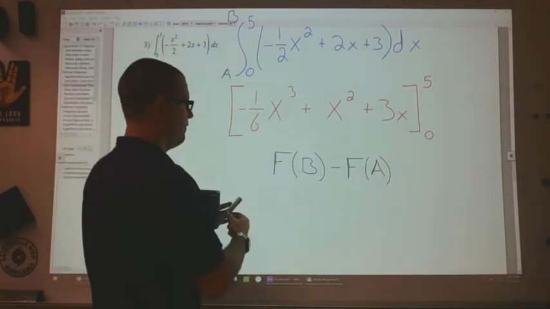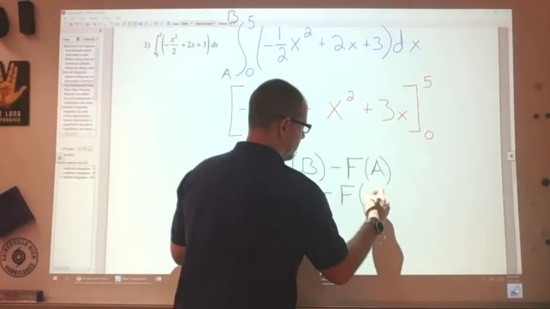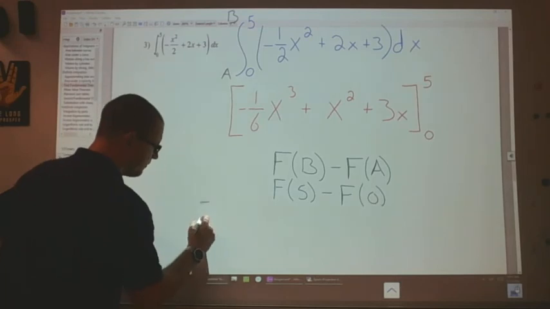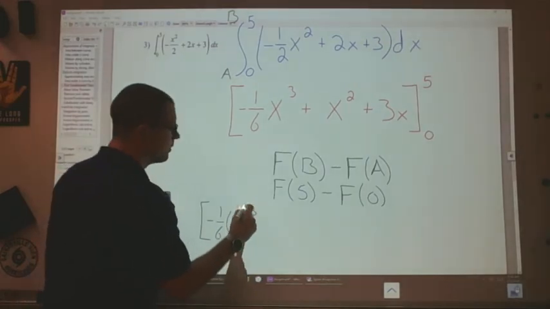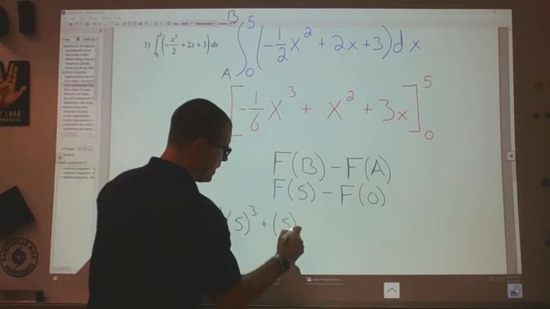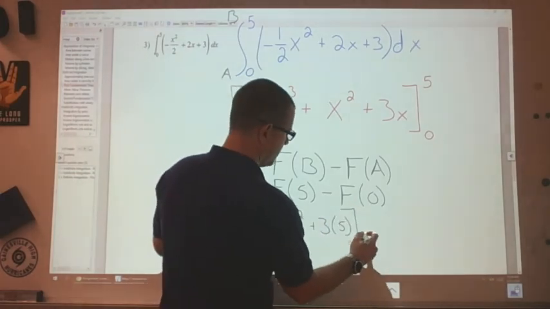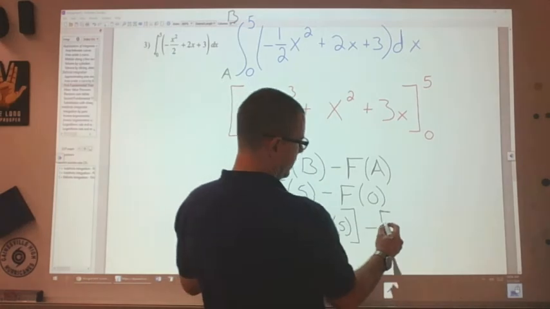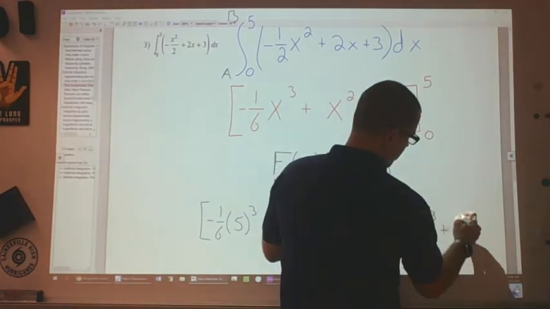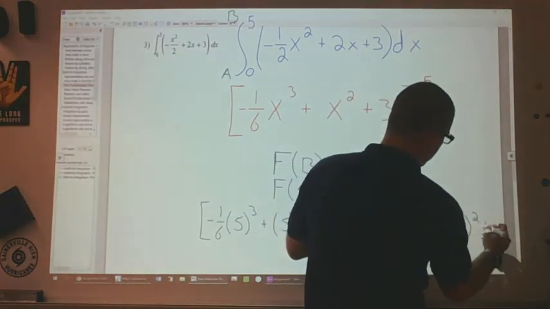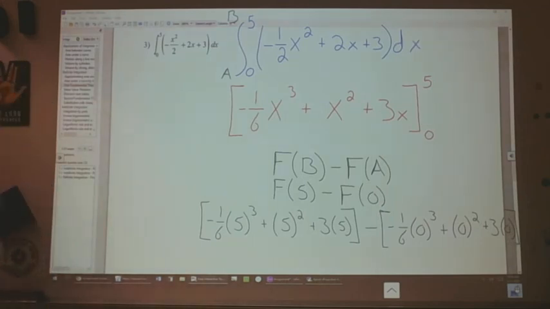So here we would have f at 5 minus f at 0. Plugging those in would be negative 1/6 times 5 to the 3rd power plus 5 squared plus 3 times 5, minus negative 1/6 times 0 to the 3rd plus 0 squared plus 3 times 0. And then just evaluating that.